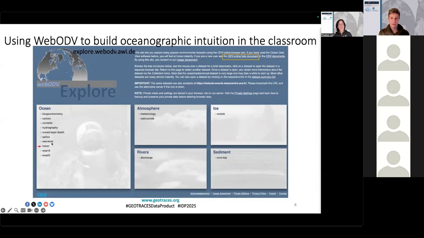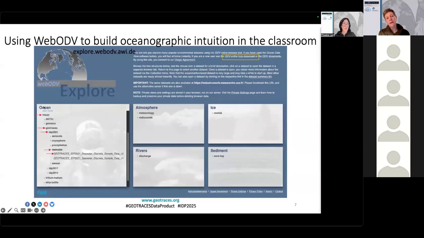And because I'm a GEOTRACES person, I like them to look at the GEOTRACES data set. And that would be found under this tracer subcategory. And if you were to click on tracer, there would be a bunch of different subsets that would pop up. GEOTRACES is one of them. And so you could click on GEOTRACES, and then you would have the different IDPs. I made this presentation before the official release, so mine doesn't go up to IDP 2025 yet, but yours will after today.